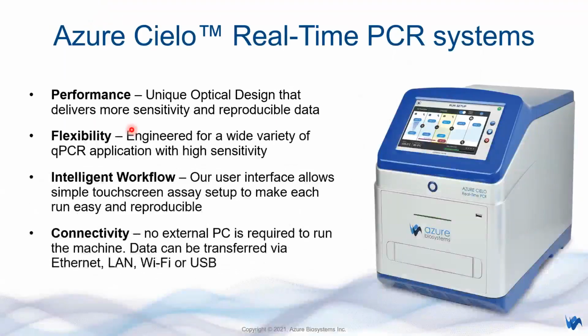Right. So let me introduce the Azure Cielo Real-Time PCR system to you. We come to the part where I will introduce the qPCR system. This is a standalone machine, an open platform supporting both dye and probe-based chemistry in the qPCR reaction. In terms of performance, it has a unique optical design that delivers both sensitivity and reproducible data. There are a lot of dye choices compatible with this machine. We have a touch screen based workflow, so it is very easy for you to set up your experiment. You can connect it via Ethernet, LAN, Wi-Fi, and USB.